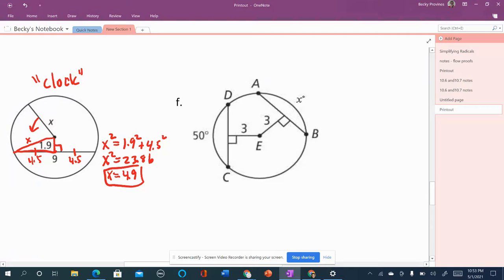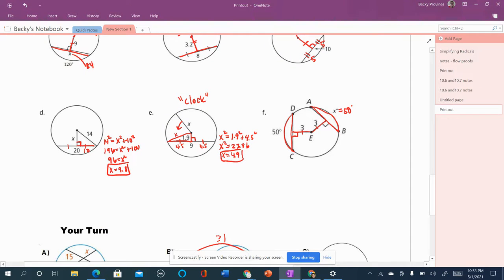And then lastly, we know the chords are both the same distance from the center. And we see a right angle. So that means these chords are the same length, which means these arcs are also the same length. So x is 50. And that is it. Let me know if you guys have any questions.